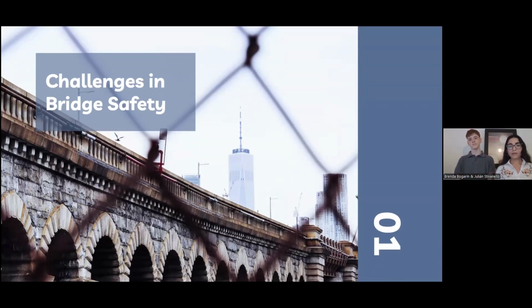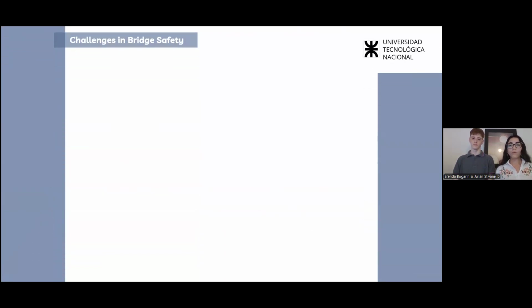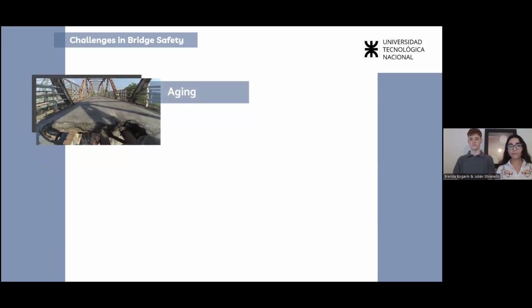The first section is about challenges in bridge safety. Bridge failures can lead to injuries, loss of life, and property damage. So, to prevent catastrophic accidents, it is crucial to understand the factors that contribute to bridge collapses. One of the primary challenges in ensuring bridge safety is dealing with aging infrastructure. Many bridges were constructed decades ago, and the materials and components have deteriorated over time.